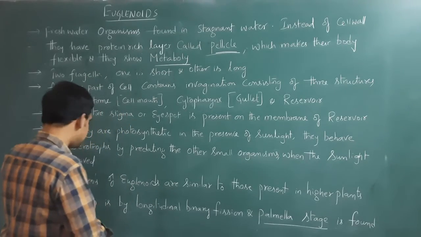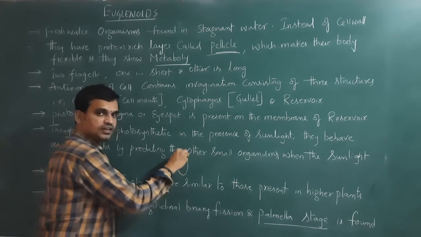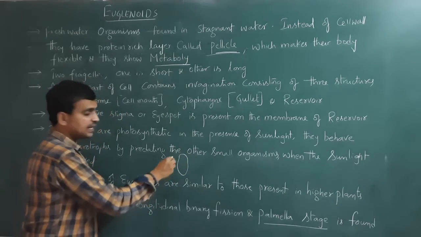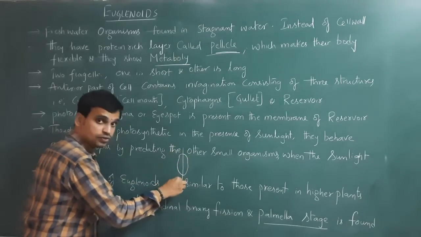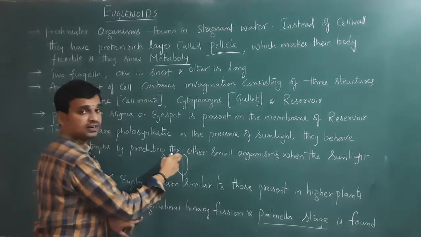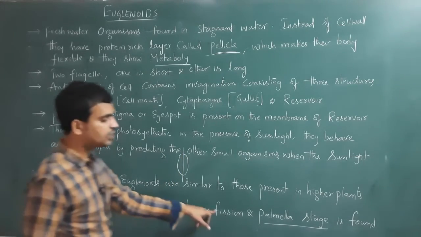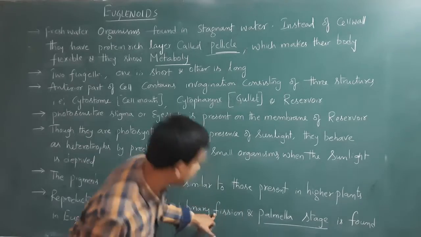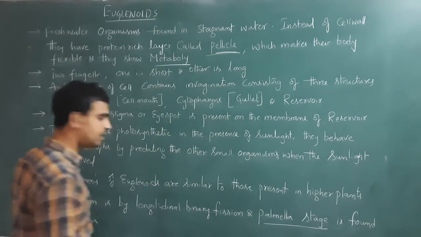For example, if this is the organism, longitudinal binary fission means the cell does not divide like this, but divides longitudinally, that is vertically. Here the cell divides into two. So reproduction is by longitudinal binary fission, and the palmella stage is found in Euglena.